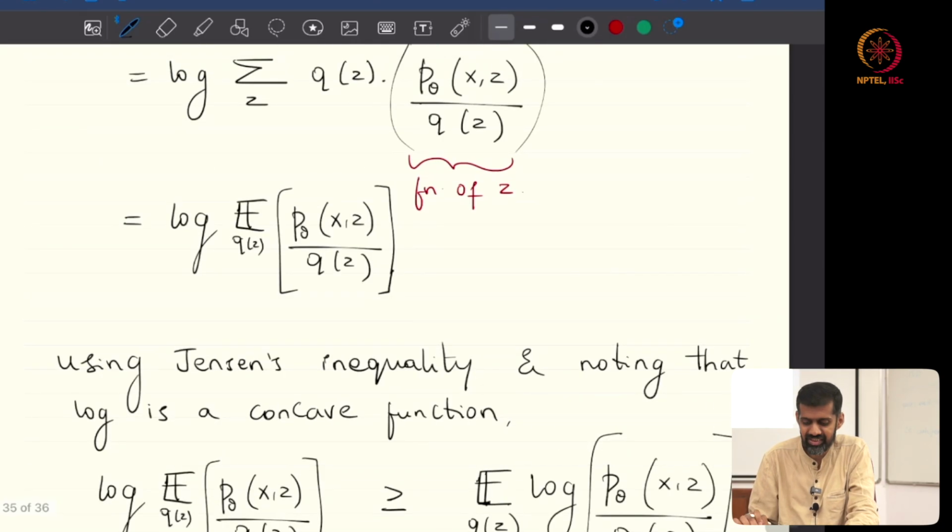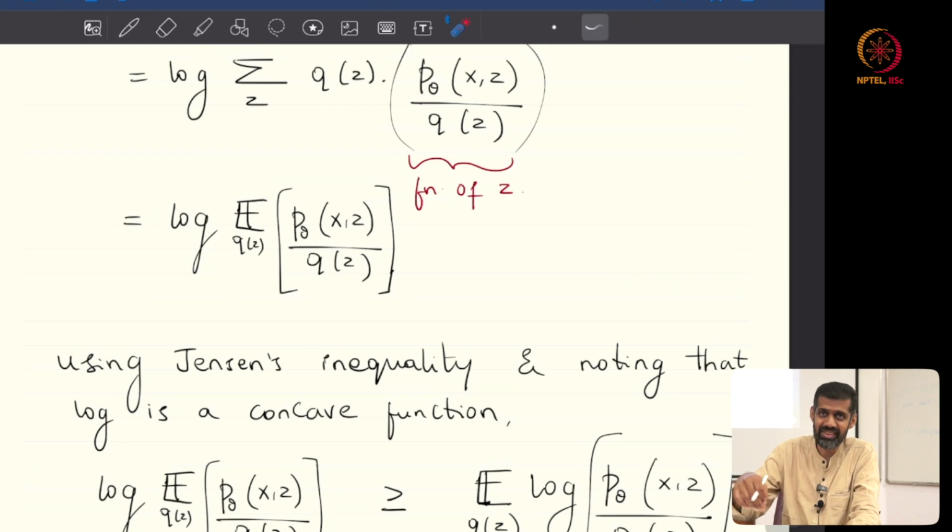See, when I say theta, theta are the parameters of this. Technically I can make it a function of theta as well, but I have chosen it to be a function of z, that is it. So when we take an example, you will see. So it is just notational convenience, that is it, okay.